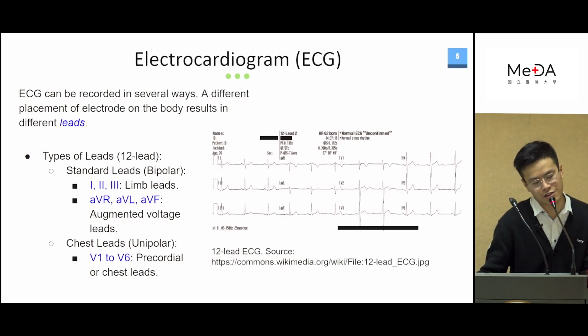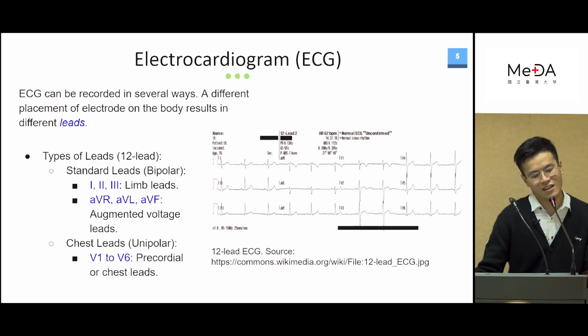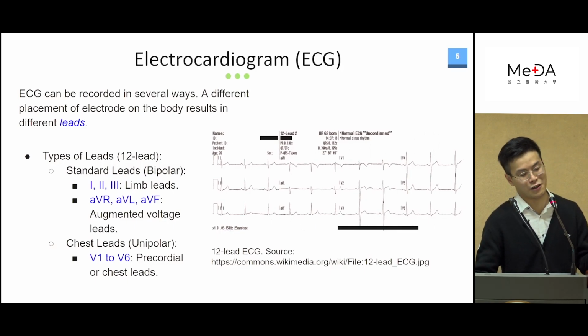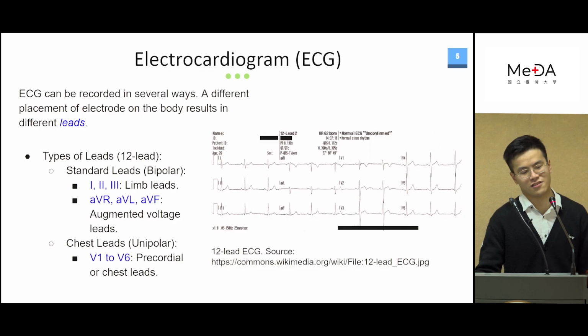ECG can be recorded in different ways. When you record the ECG signal, you place a lot of different electrodes on your body, which means you can detect an ECG signal from different points of view. These are called leads. We usually have 12 leads for one ECG signal, and it's a little bit complicated, but we are not really going to be using the exact definition here. This is just for introduction.